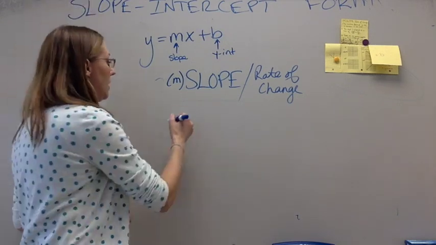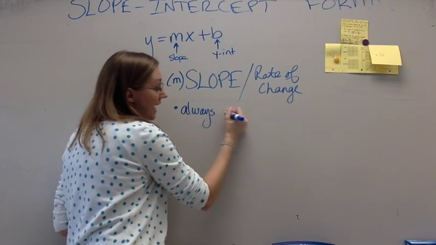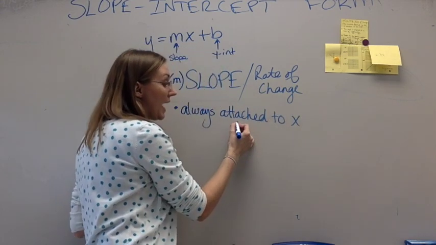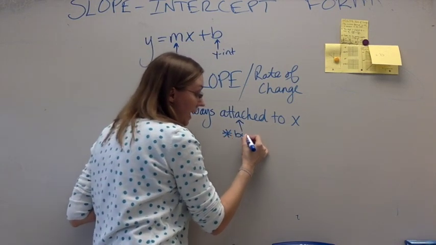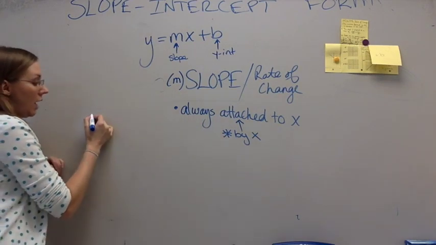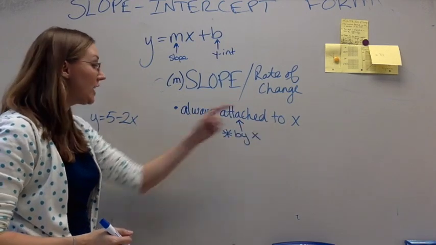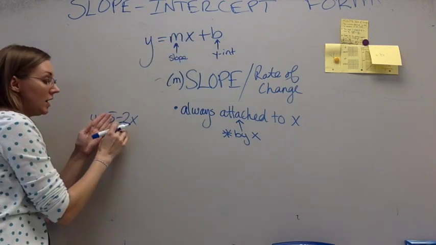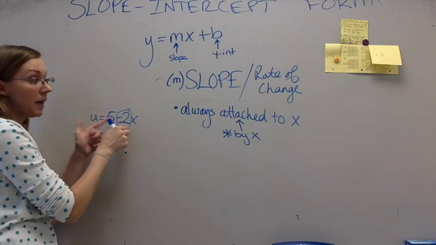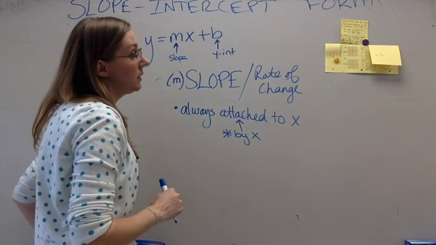The first and most important thing to know with slope is that it is always attached to the x. Okay? And by attached, I mean that it's being multiplied by x. If we rearrange equations, so don't put this down, say I have y equals 5 minus 2x. My slope is the piece attached to the x. So even though it's not the first thing I see, it's going to be this negative 2 because it's the piece attached, again, to the x. And it's being multiplied by it. Okay? So that is our slope, always being multiplied by our x.